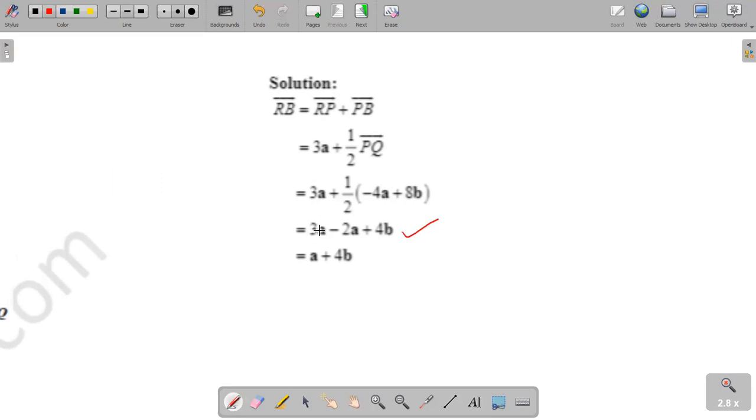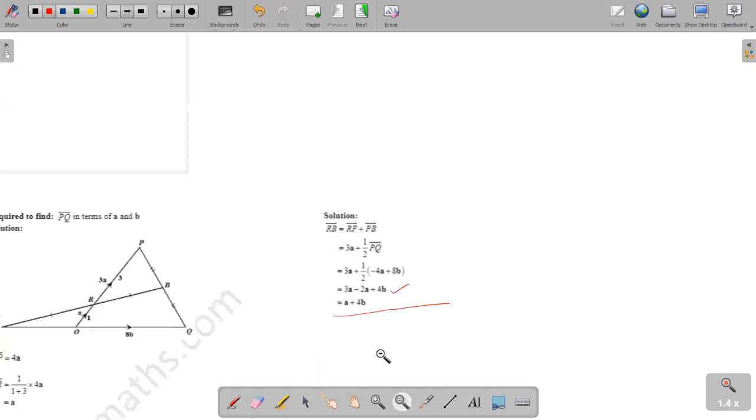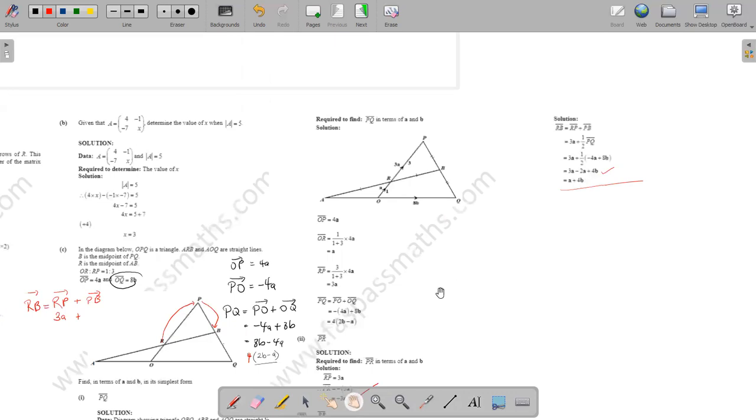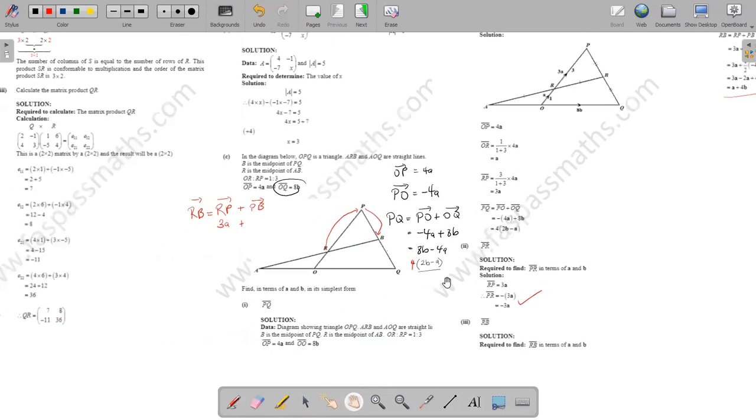So that's how you end up with 3A minus 2A is just 1A. And we don't put the 1 in front. It's understood to be just A plus the 4B. And that's it. You won't believe that's it, guys. That's for vectors. That's how most of the vectors questions have come.